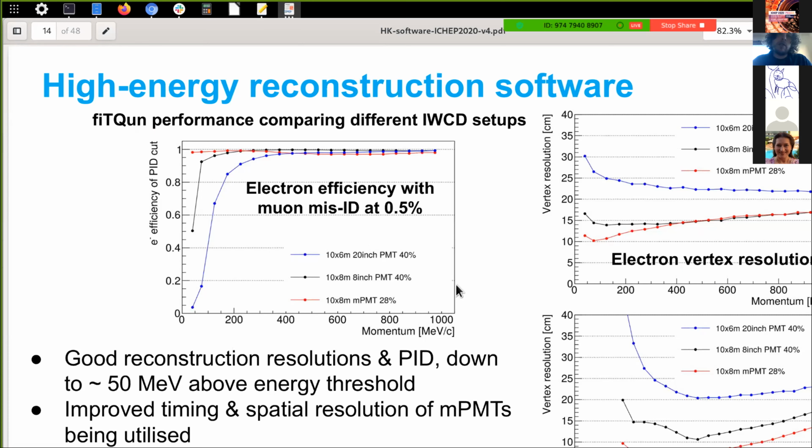But what's interesting is that these multi-PMTs, even with a smaller percentage of the tank actually covered in PMTs, are still getting improved particle identification and improved vertex resolutions. So this suggests that it really is using all of this additional timing information, additional spatial resolution, but perhaps also the directionality that these multi-PMT modules provide.